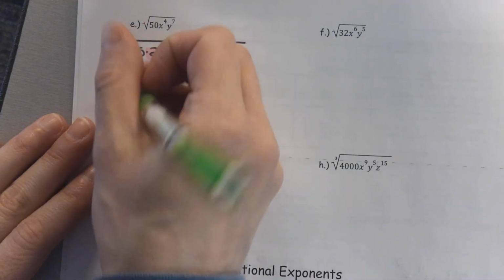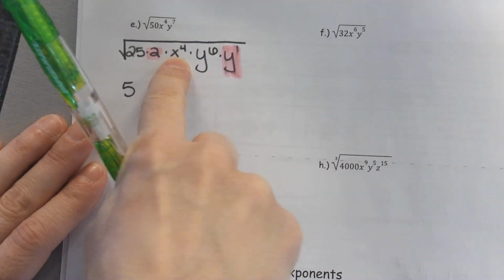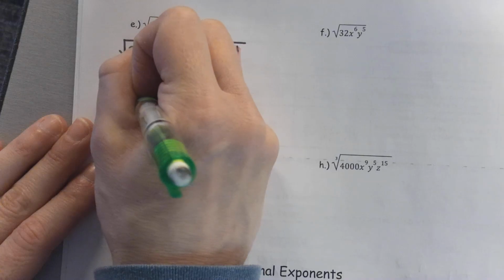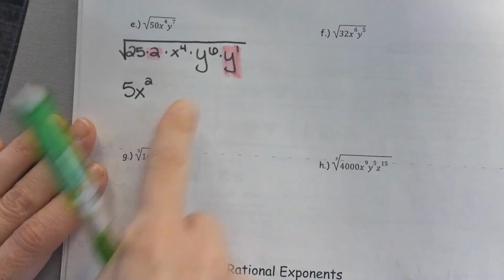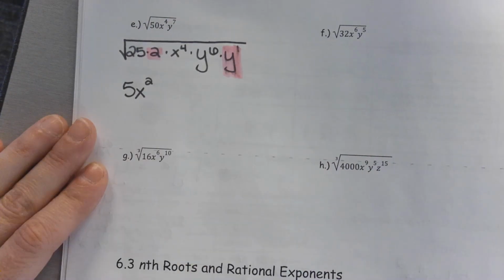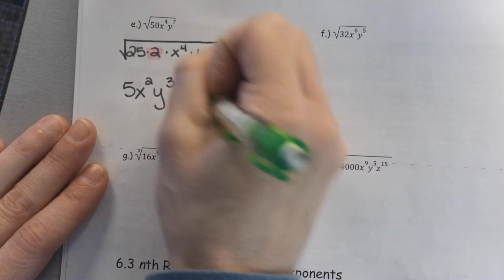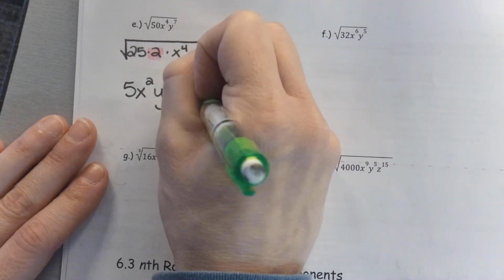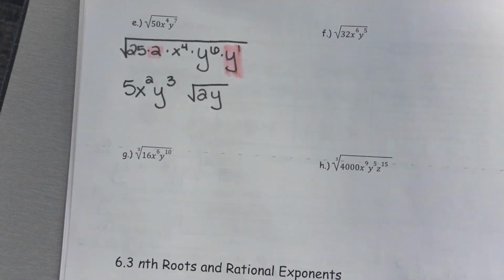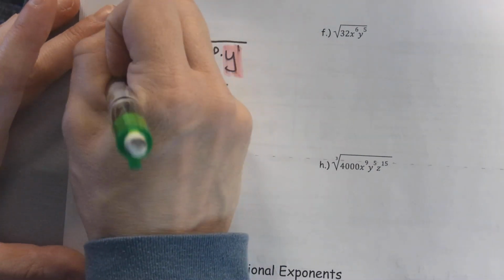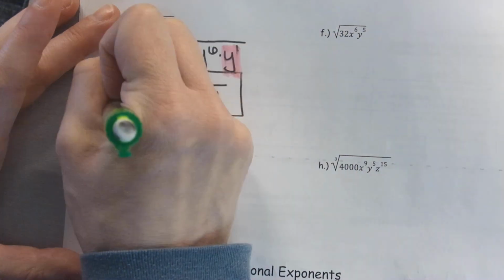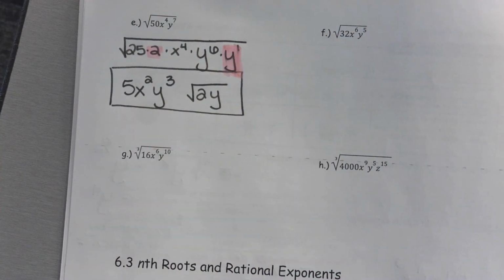What's the square root of 25? What's the square root of x to the 4th? X squared, because we do the 4 divided by 2. What's the square root of y to the 6th? Y cubed. Then I have my square root, and my 2 and my y to the 1st need to keep living under there because I can't square root them. And I'm going to box this in. This is my final answer. So again, as soon as you apply the root, it pops out front.